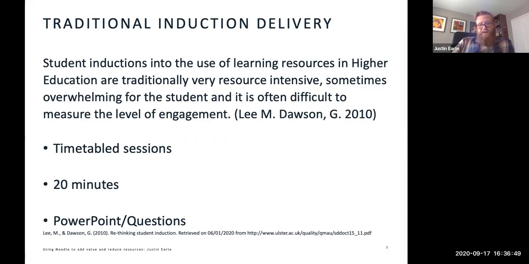So these would be 20-minute sessions in which we would have students booked into computer areas where they could be taught using on-screen PowerPoint and have their questions answered in person by a learning technologies representative. These sessions had to run concurrently due to the number of students we had to see throughout the whole induction or welcome week.